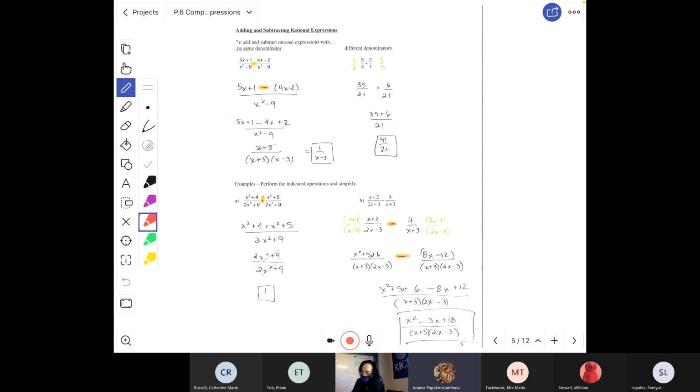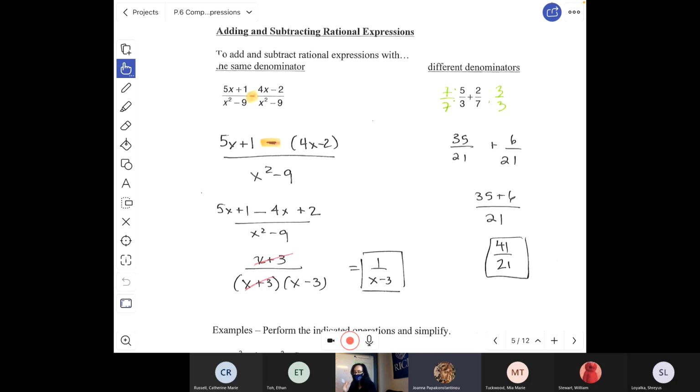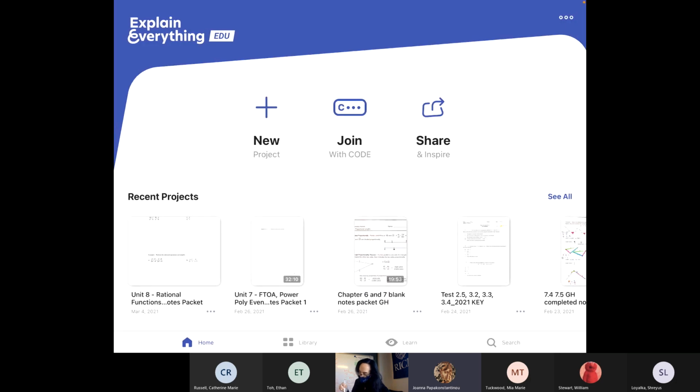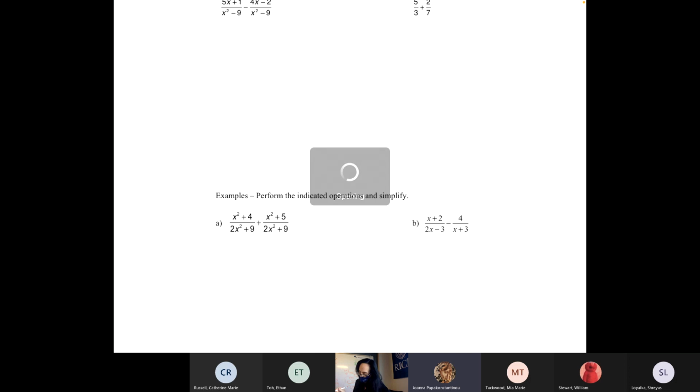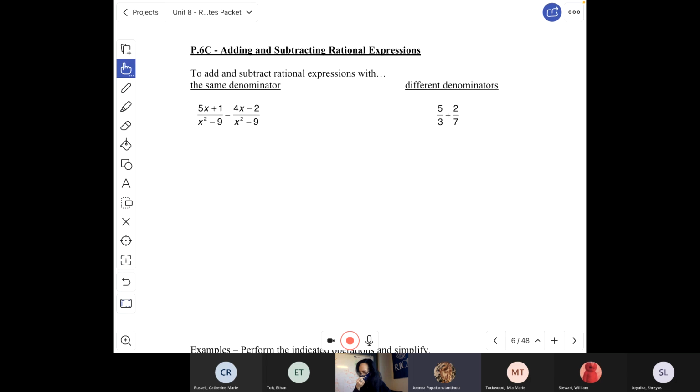Okay? Now, let's talk about adding and subtracting rational expressions. Well, rational expressions, they're fractions. And so recall, what do we have to have to be able to add and subtract fractions? Same denominator, common denominator. Let me go back, and let's go back to the blank ones and start from scratch on that.